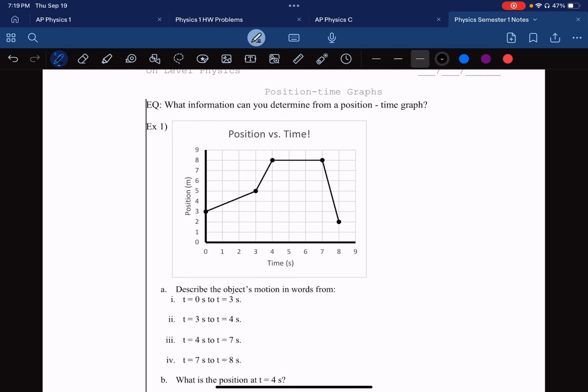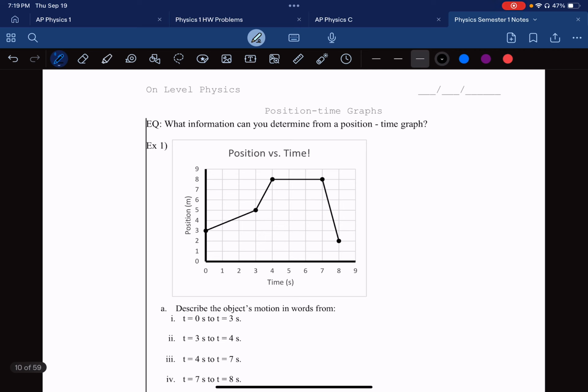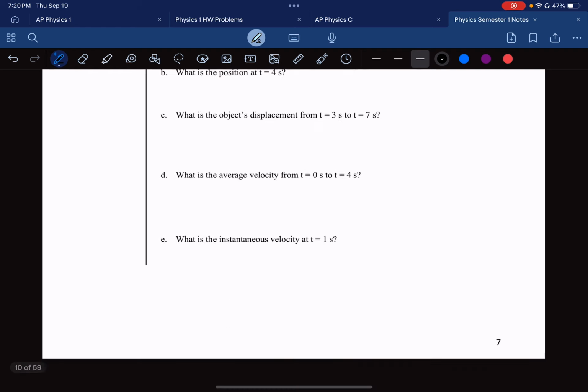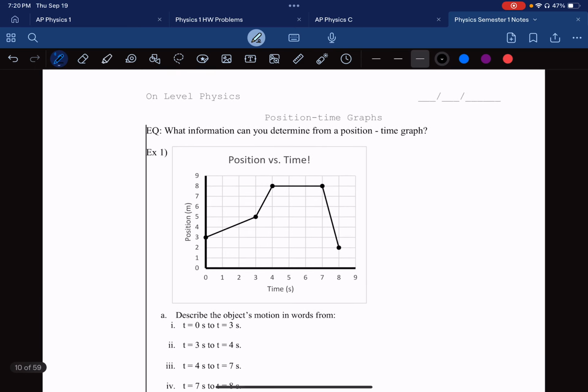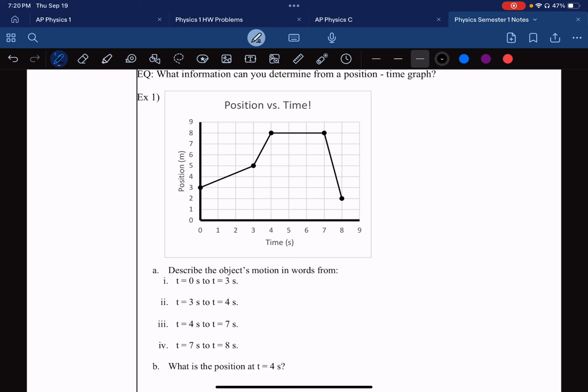So for position time graphs, you're going to be given a graph that has position on the y-axis and time on the x-axis. And this is page 7, by the way. And so I'm just going to jump in and start doing the problems.